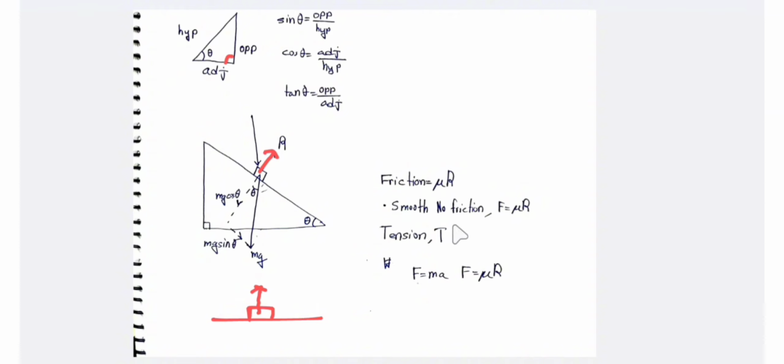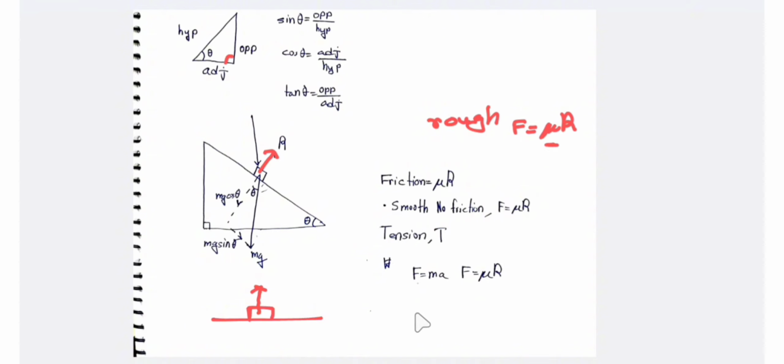So friction is equal to mu R. For a smooth surface, let's suppose this surface is a smooth surface, then there is no friction acting. But let's suppose the surface is a rough surface, then friction is acting, and friction is calculated by the formula friction is equal to mu R. And most of the time you are given the value of mu.